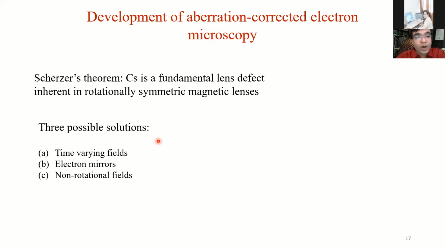Because we have the constant field excitation of the objective lens, he suggested maybe we can use time varying fields, or maybe we can use electron mirrors, and we can use non-rotational fields. So these first 2 approaches became popular at the beginning, but none of them gave any useful information or success. But then people thought of non-rotational fields.